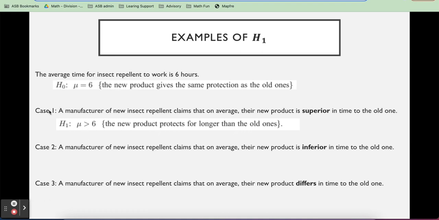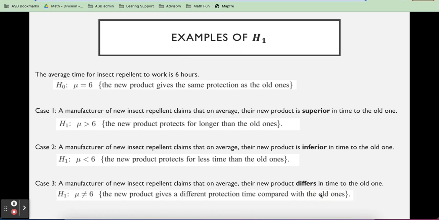So in this case, we're going to want to prove that the mean is bigger than 6. If instead of having case 1, we have case 2, where the claim is that the product is inferior in time, smaller than, well, we're going to want to have an alternative hypothesis where it's going to be smaller than 6. And if instead we have a claim which is that the new product differs in time, well, this differs doesn't mean bigger than or smaller than, so we're going to use our two-tailed alternative hypothesis. So we're going to have not equal to.